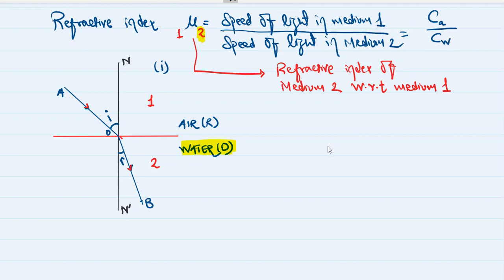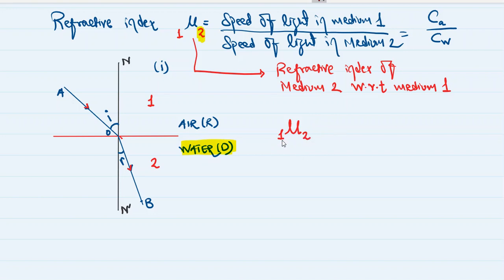So we have two formulae for refractive index now. Let me write both the formulae and give you a final idea about what we are studying. So, refractive index of medium 2 with respect to medium 1. Can you tell me the ray of light is coming from which medium and going to which medium? Yes, it is coming from medium 1 and going to medium 2, because 1 is written first and 2 is written later. This should be clear.